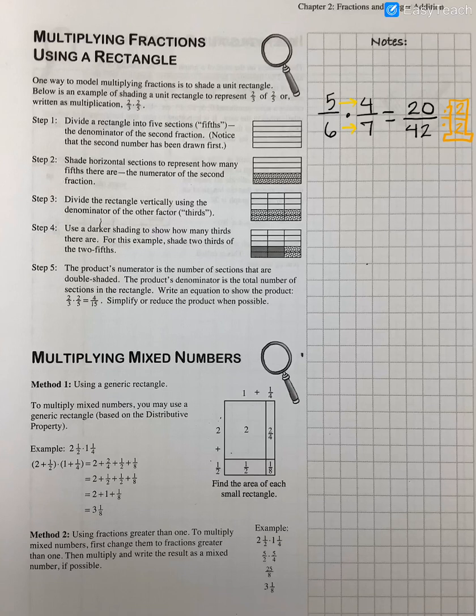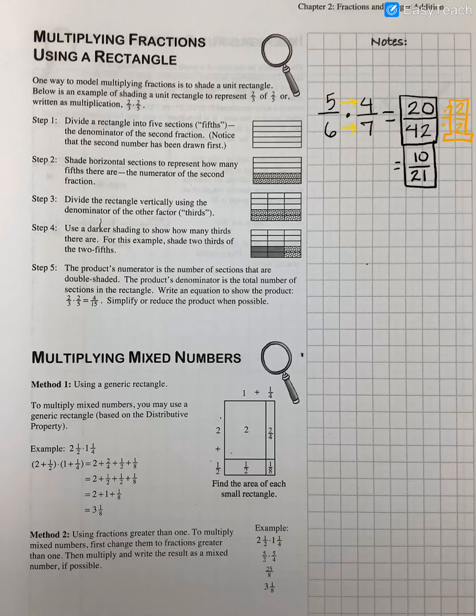So 20 divided by 2 is 10. 42 divided by 2 is 21. Either of these answers is perfectly acceptable to me. So you may simplify, but you do not have to, because if you simplify it incorrectly, then you could get the answer wrong. Now, not every problem is going to be that simple.